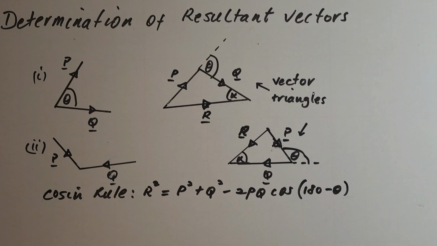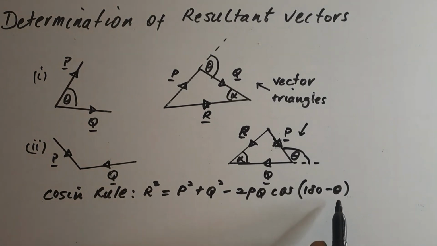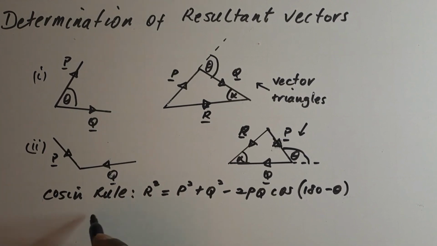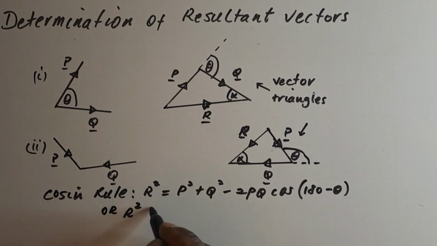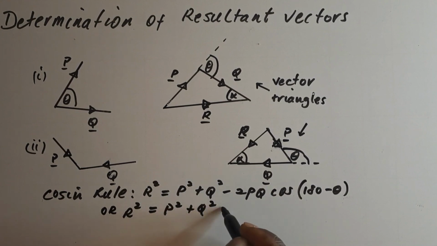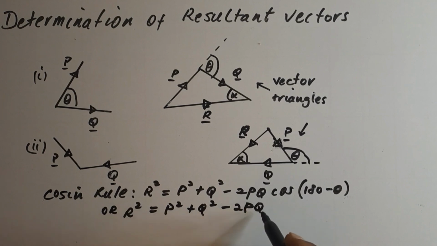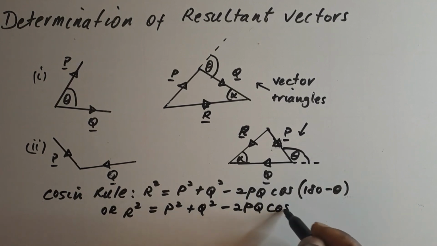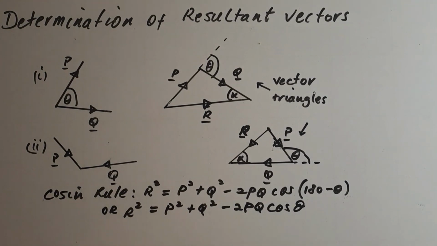Now, another thing is that cosine of 180 minus theta, which I've covered in my trigonometry problems and concepts in previous videos, is equivalent to minus cosine theta. So now we can write r squared is equal to p squared plus q squared plus 2pq cosine theta. I think most people are familiar with this version of the formula.